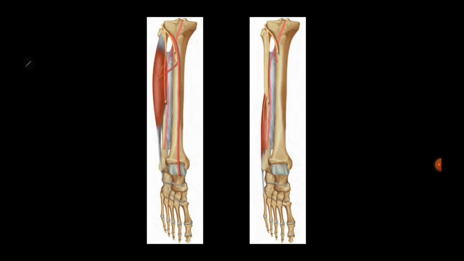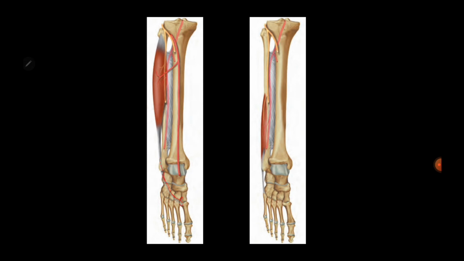Then we have lateral compartment muscles, which are peroneus longus and brevis. These are responsible for eversion of the foot. So peroneus longus is the larger muscle, which arises from the fibula, and then its tendon courses posterior to the lateral malleolus, and then it takes a turn. It enters into the plantar aspect of the foot. It crosses the entire foot, and it inserts over the lateral aspect of the medial cuneiform and base of 1st metatarsal.